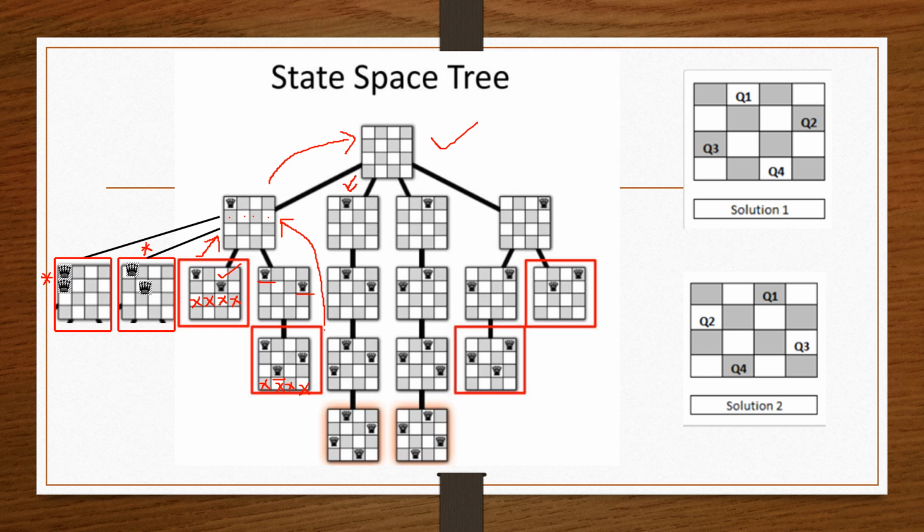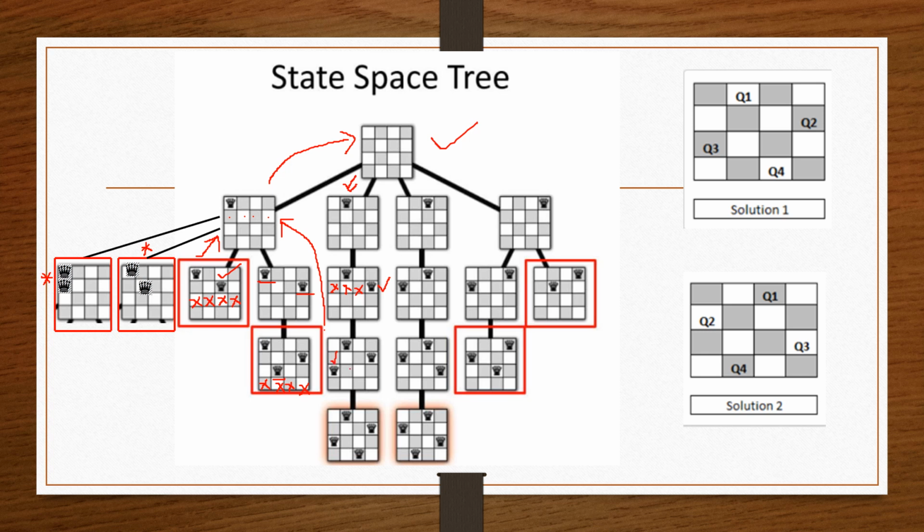Second row, first column: the second queen can't be placed. It can't be placed here as well, and it can't be placed here as well. It can't be placed here also, but it can be placed in the fourth column. Yes. Now let me explore placing the third queen. The third queen can be placed in the first column.